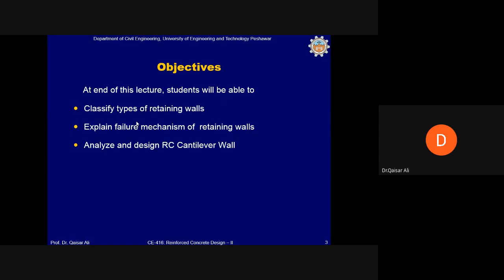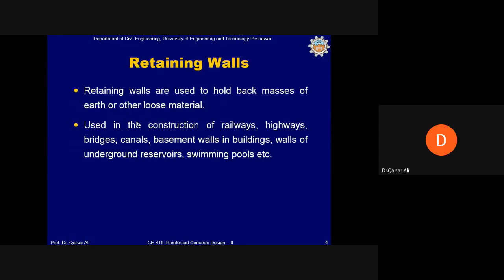Okay. You know that retaining walls are used to hold back masses of earth or other loose material. They are used in the construction of railways, highways, bridges, canals, basement walls in buildings, walls of underground reservoirs and swimming pools. So they are one of the important components in structural engineering.